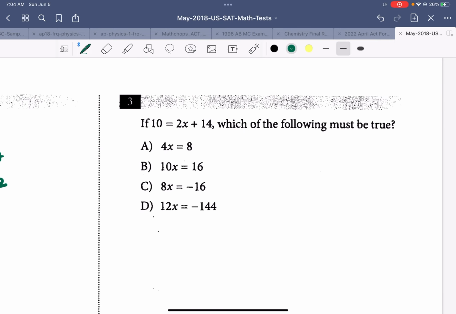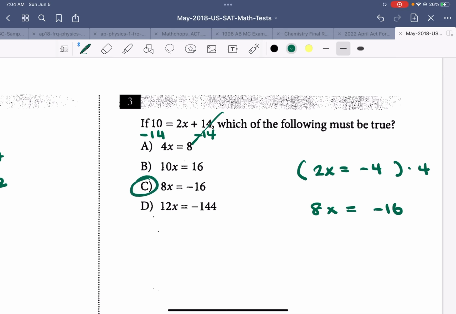10 equals 2x plus 14, and which of the following must be true? So subtract 14 from both sides. If you subtract 14 from both sides, it cancels out, so you end up with 2x equals negative 4. And then which one is equivalent? If you multiply by 4, then 8x equals negative 16. So it should be C. Or you can solve for x and then plug in those x values and see which equation is also correct. You can do that too.